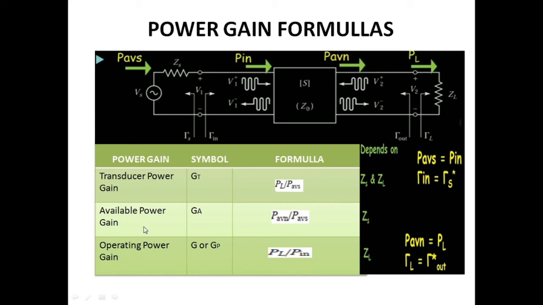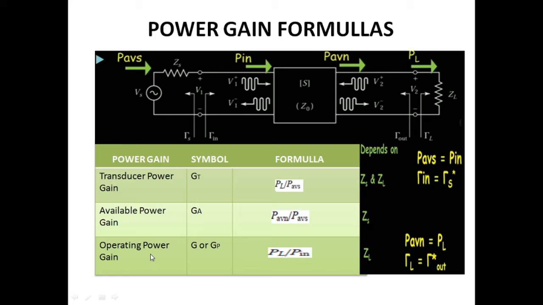Okay, similarly the available power gain, which is represented as GA, and the formula is PAVN divided by PAVS. Okay, so PAVN represents available power from the network and PAVS represents available power from the source side. So these are the two available powers in the two-port network, and this is especially related to the source side. So this available power gain depends on only the source impedance Zs.